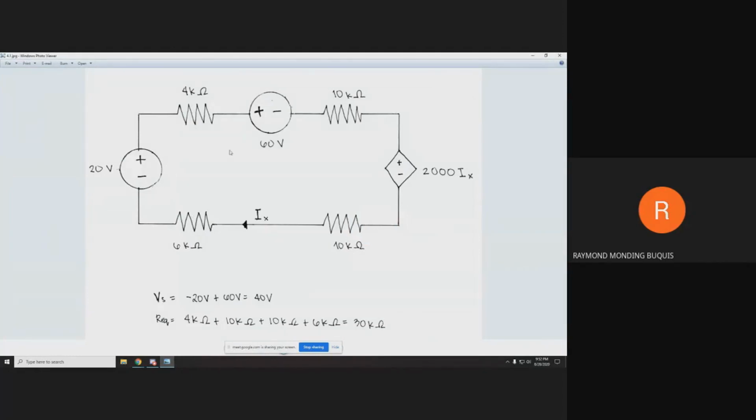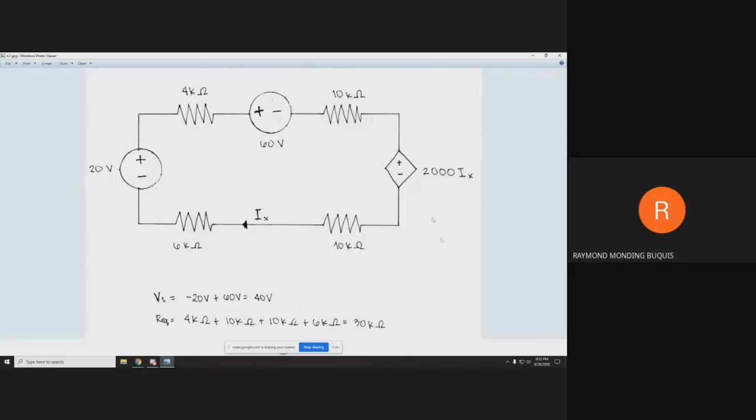The circuit has two source voltages, so we can just add them. For this source voltage, it is a voltage rise, so it would have a negative sign. As for this voltage, it is a voltage drop, so it would have a positive sign. So the total source voltage would be negative 20 plus 60, which is equal to 40 volts. As for the resistors, since they are in series, we can just add them all: 4,000 ohms plus 10,000 ohms plus 10,000 ohms plus 6,000 ohms would be equal to 30,000 ohms, or 30 kilo ohms.